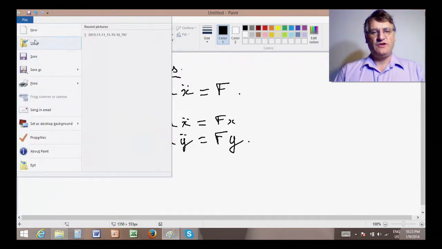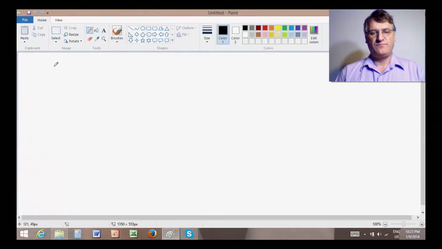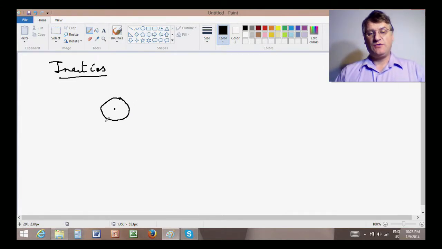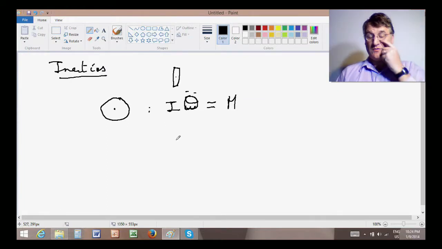Let's go now to inertias. By inertias, I mean objects that rotate. They could be like this, circular. They can also be like rods that rotate, etc., etc. The general equation that drives this system goes as follows. I times omega dot, or theta double dot, must be equal to the moment applied to this device.